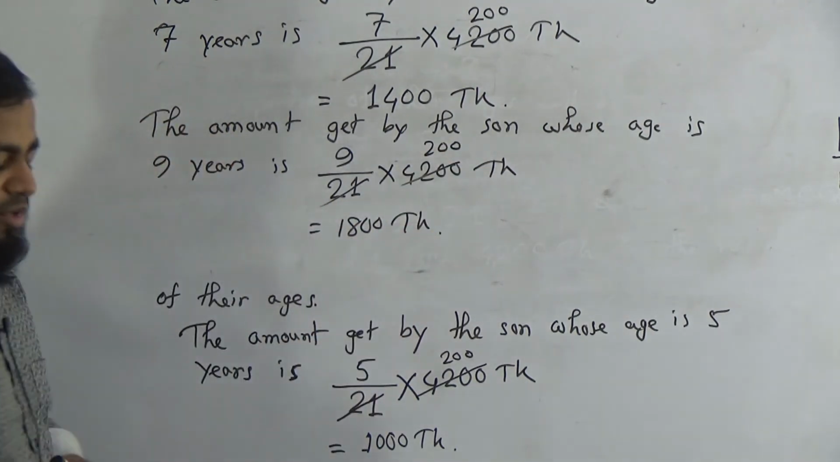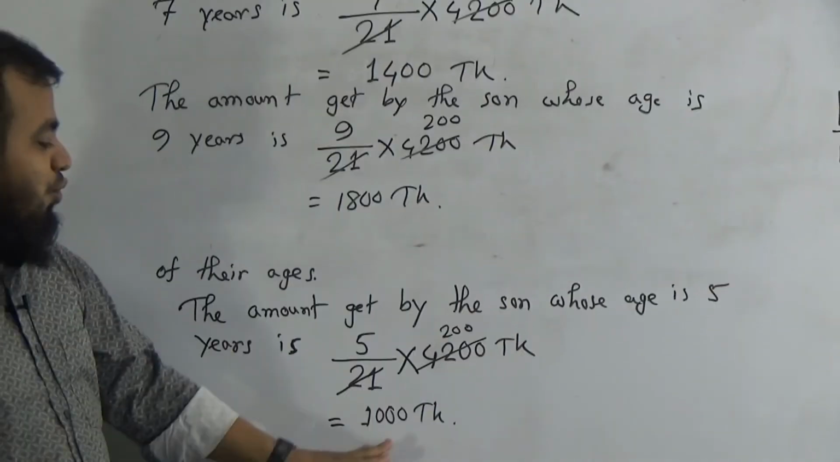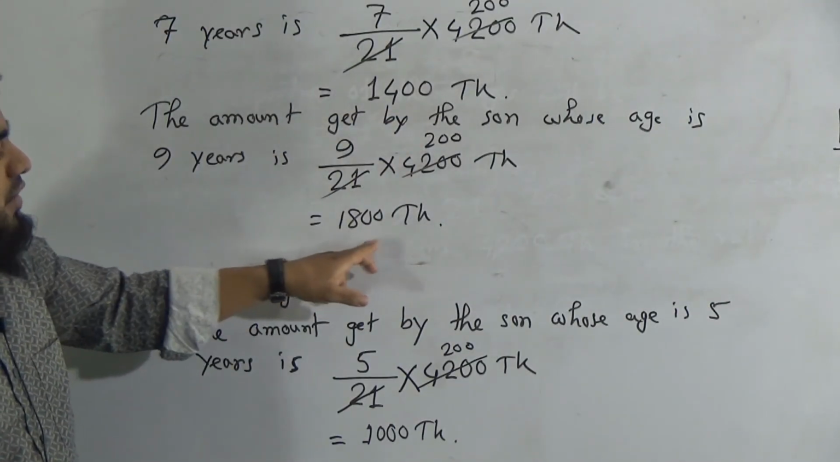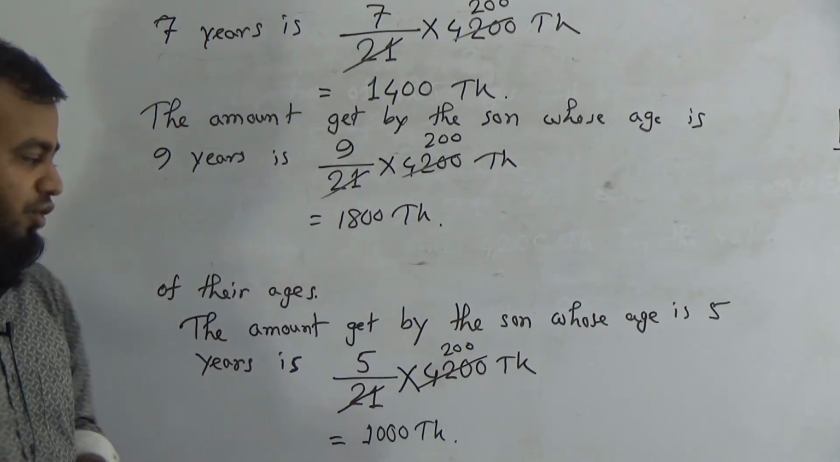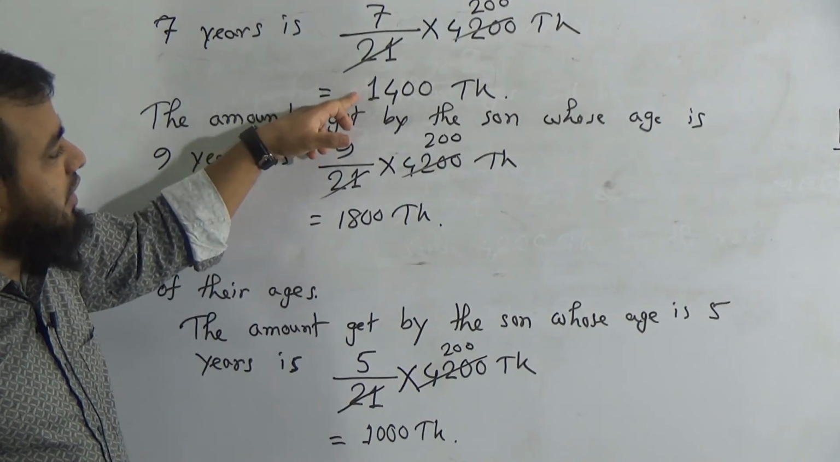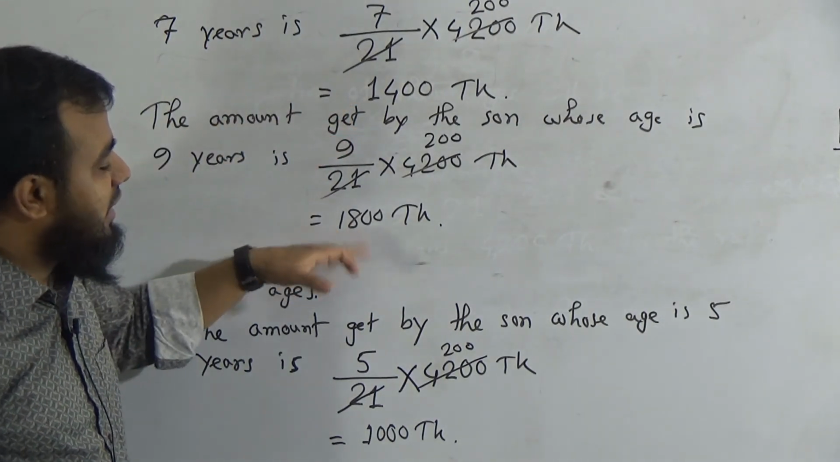So our answer will be, you must write down the answer also. I am not going to write down the answer. The answer is 1,000 taka, 1,400 taka and 1,800 taka. The son whose age is 5 years got 1,000 taka, whose age is 7 years got 1,400 taka, and whose age is 9 years got 1,800 taka.